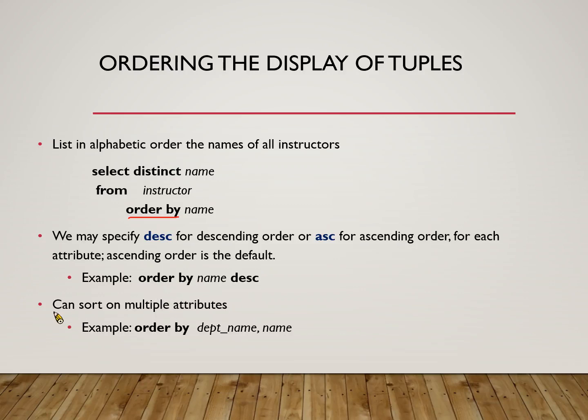In addition, we can also sort on multiple attributes. For example, there are two attribute names following the keyword order by. It means the results will be displayed according to the first priority, department name, and then the second priority, name, in ascending order.